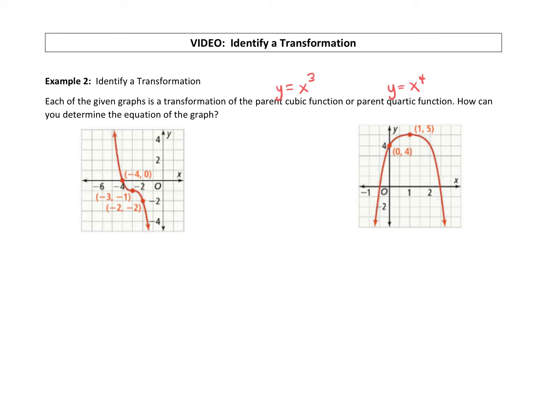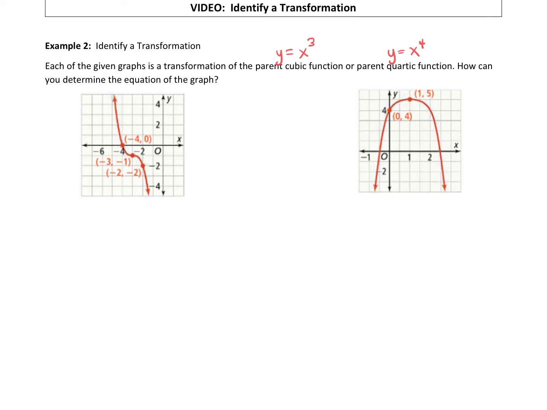All right, let's take a look at this graph on the left. We are going to start by observing the end behavior. What I notice is our end behavior is going in opposite directions. We're going down on the right and up on the left. Remember, when the end behavior is opposite, that means the degree is odd. Of the two functions we're working with, which one has an odd degree? That's going to be x to the third power. So our parent function is y equals x to the third power.